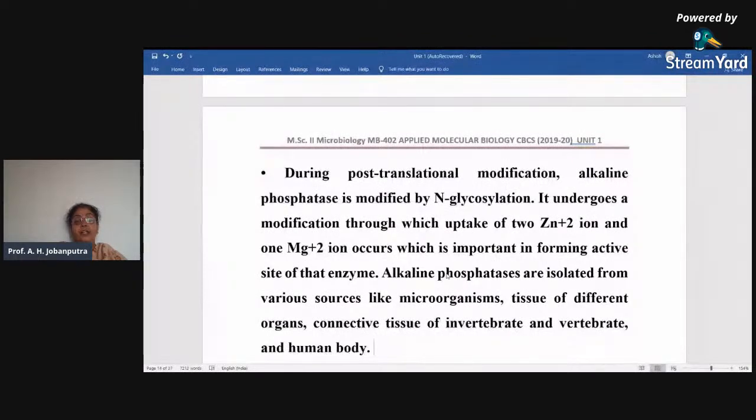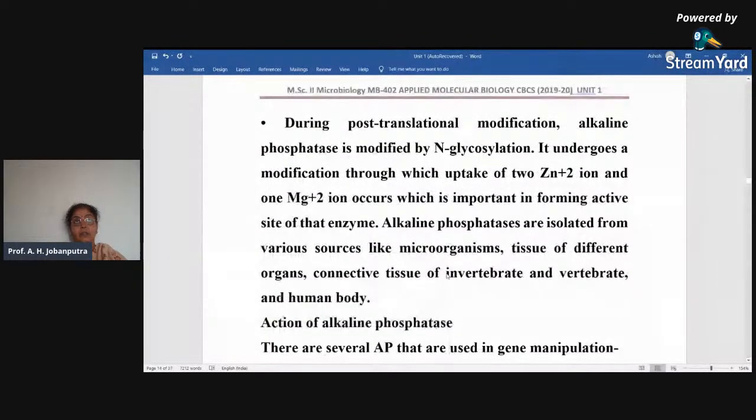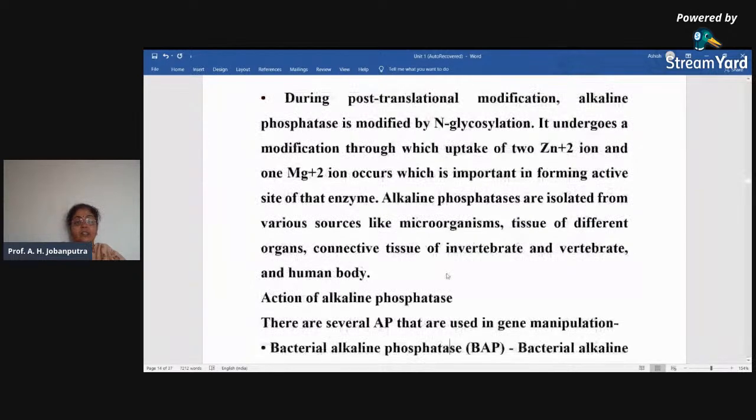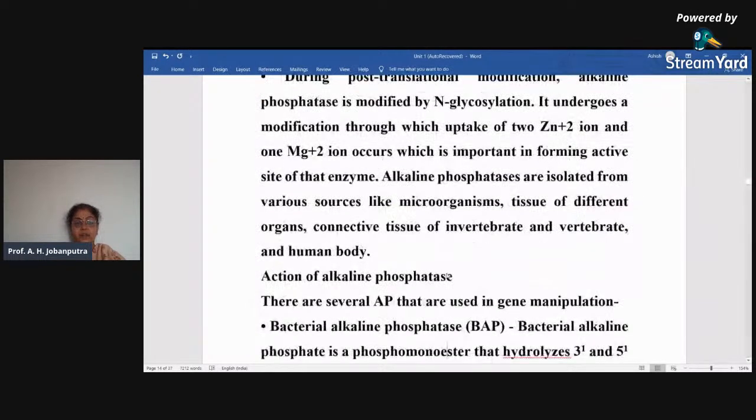These can be isolated from various microorganisms. Tissue specific असतील तर त्या tissues मध्ये हे enzymes आपण isolate करू शकतो. Connective tissues of invertebrates and vertebrates and in the human body. Germ cells आहेत, placental barrier आहे तर तिथे जर हे present आहे तर तिथून आपण त्यांना isolate करू शकतो. Action of AP, alkaline phosphatase.